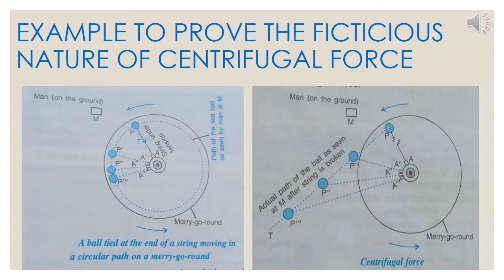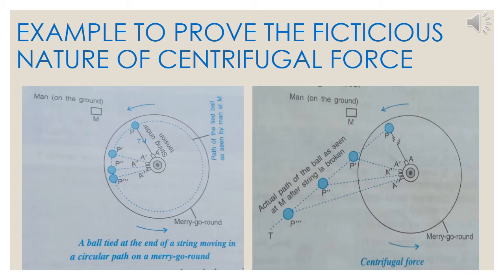As the merry-go-round rotates, the position of the person on the platform changes from A to A dash, A double dash, A triple dash, and the ball reaches the positions P dash, P double dash, P triple dash, and so on, respectively, as if it remains at rest always just in front of him. The different observations of the same motion by the two persons at M and A are explained as follows.